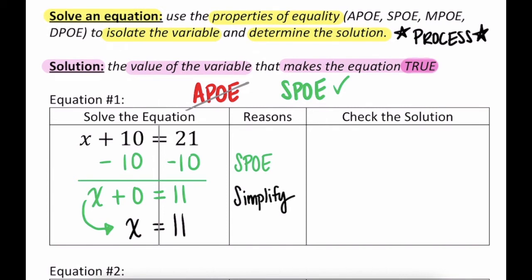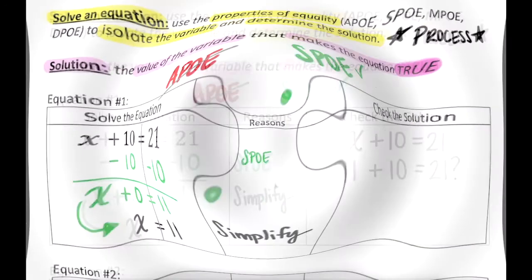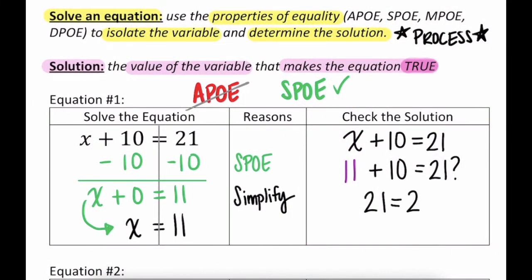Now, before we can just accept that this is true, it's important to check the solution. Actually plug it in and make sure that it makes the equation true. Yes, it does. Which means what I like to do next is put a box around my solution, because this is the value of the variable that makes the equation true. And this is the process of solving.